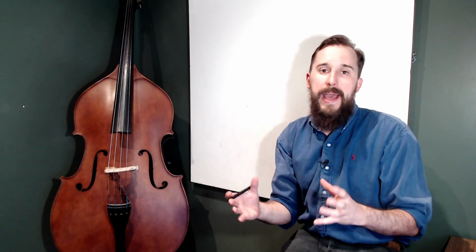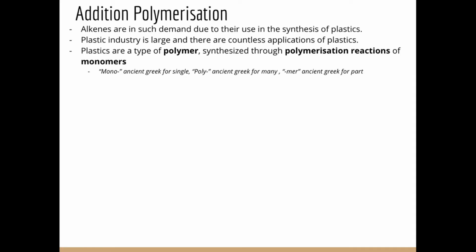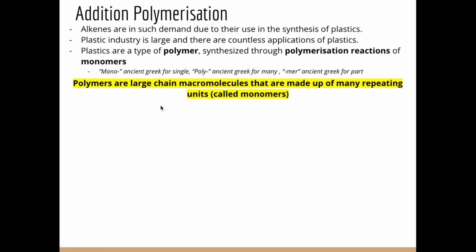For example, compare a monotheistic religion, which has one god, with a polytheistic religion that has many gods. So mono is one, poly is many. And then mer is ancient Greek for part. So monomer is one part, polymer is many parts. And this makes sense. We make many parts from one part, and these parts are our molecules. Polymers are large chain macromolecules that are made up of many repeating units called monomers.